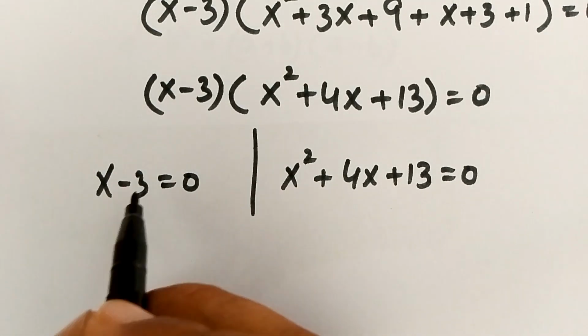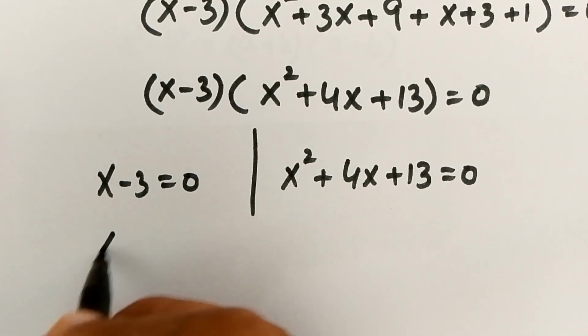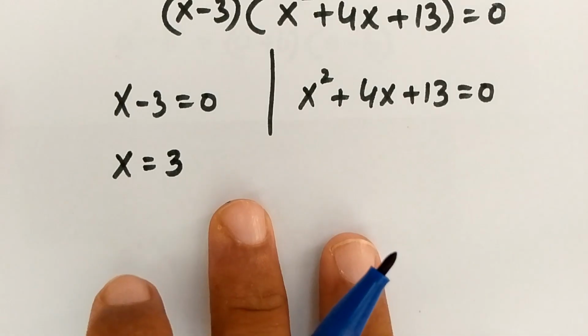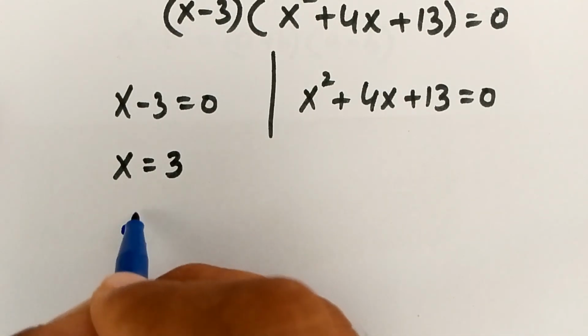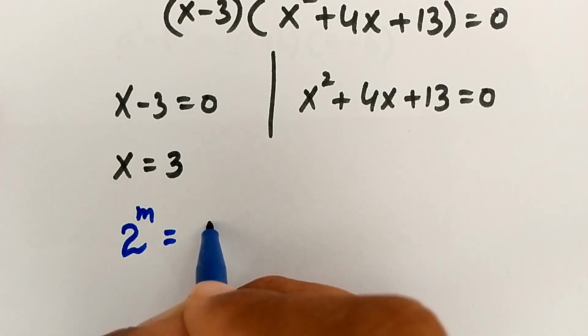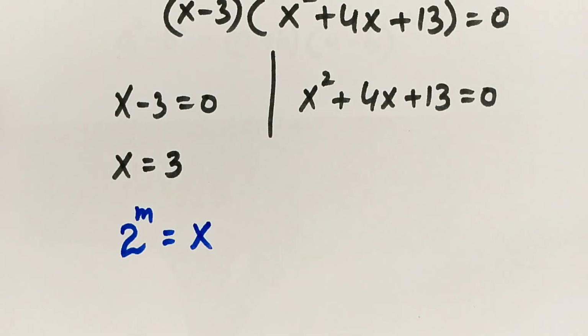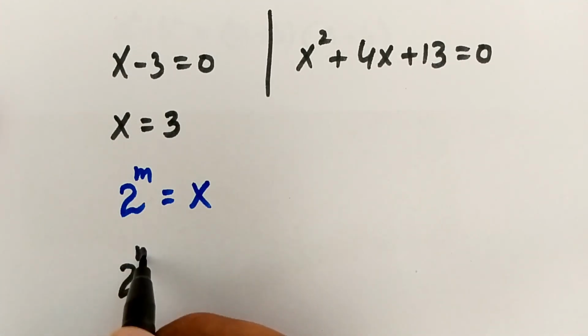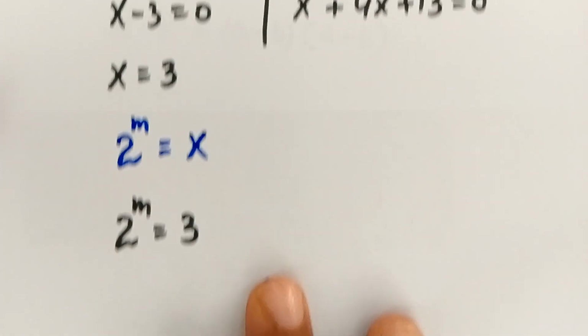Now at this side we have to move this 3 to the right side, so here x will be equal to 3. Now to find the value of m, remember that 2 to the power of m is equal to x. So here x is equal to 3, so this will become 2 to the power of m is equal to 3.